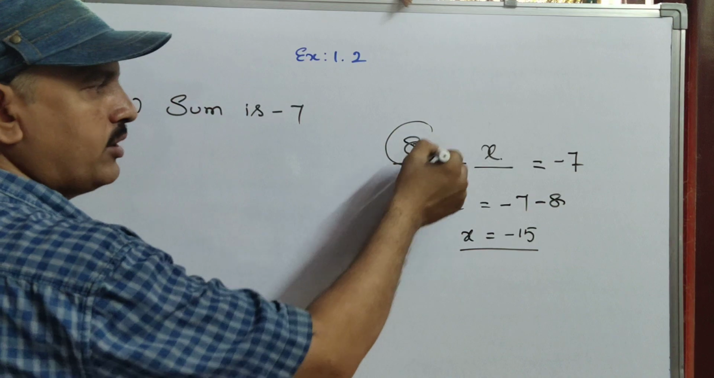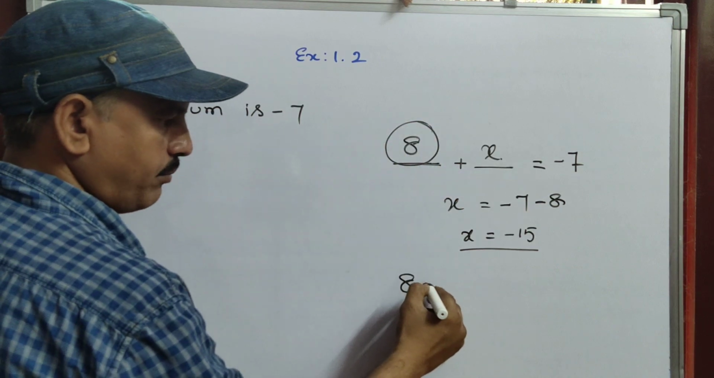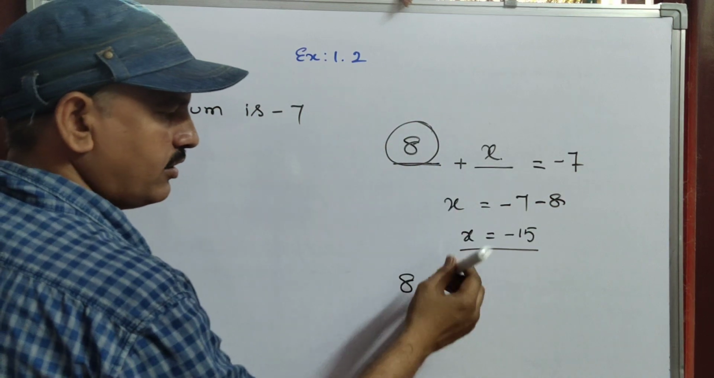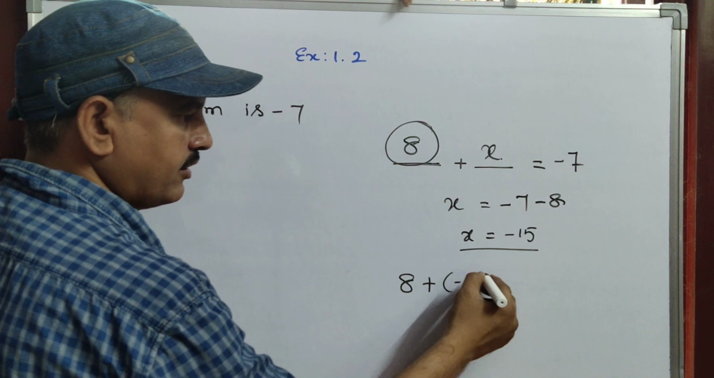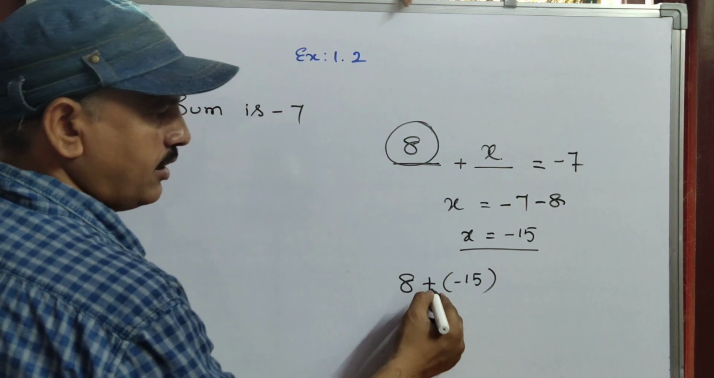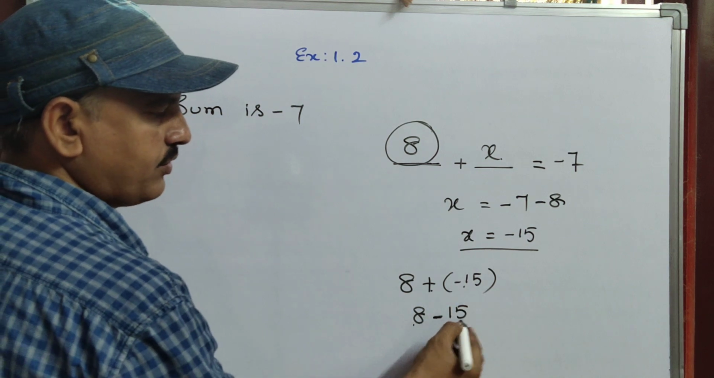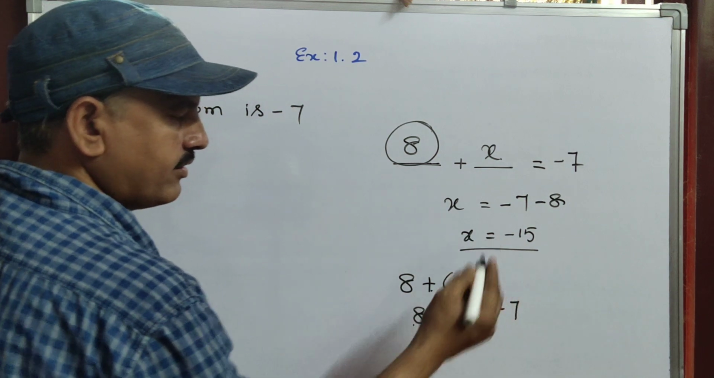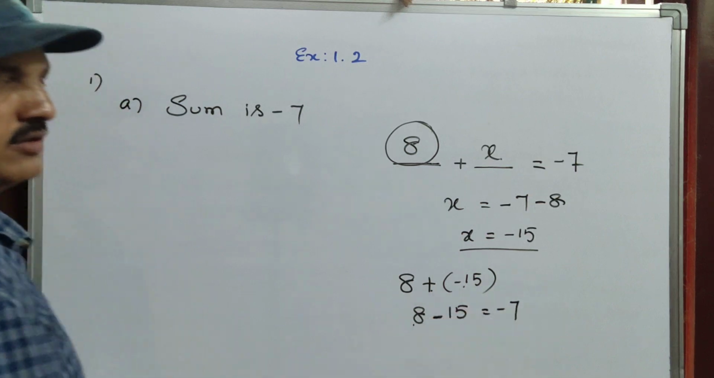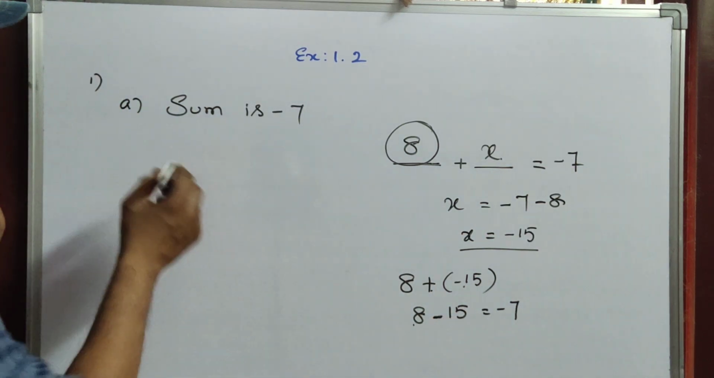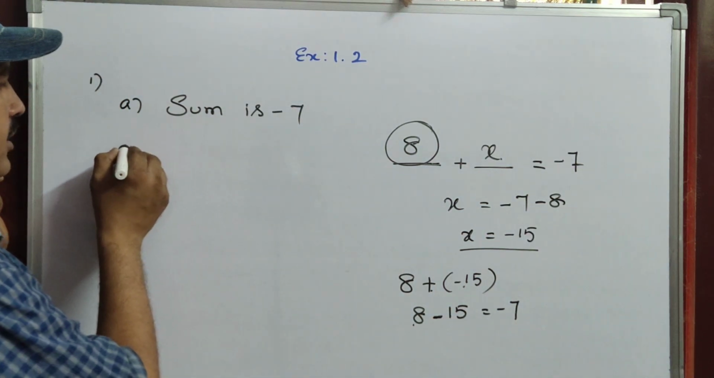Now check whether you got the answer or not. One number you took is 8. Plus the x value you got, minus 15. Now check here: 8 plus minus 15, that is 8 minus 15, which is minus 7. You got the answer minus 7. Is it clear? So you can write any number like that.